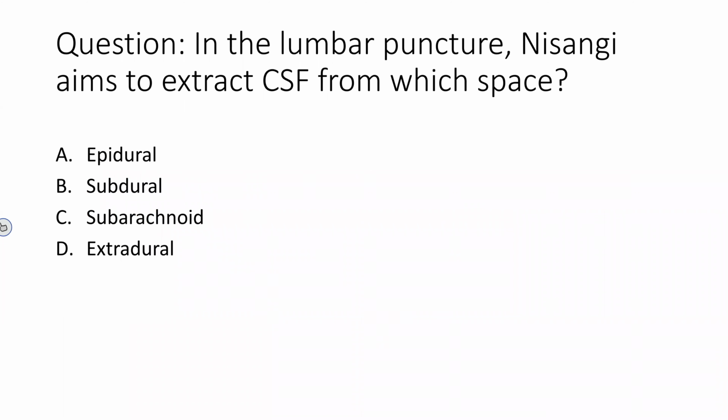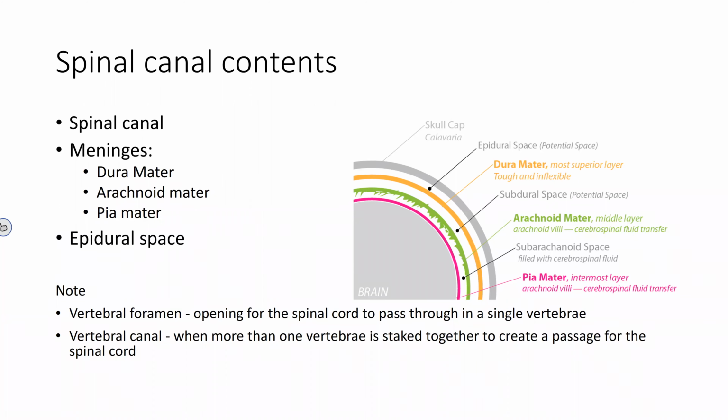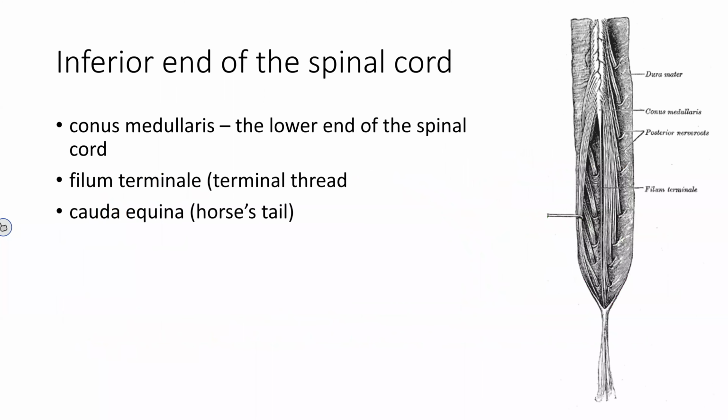And the next question is, in the lumbar puncture, I aim to extract CSF from which space? That's the subarachnoid space. So between the pia mater and the arachnoid mater, you have the subarachnoid space, and that's where you have the cerebrospinal fluid. The inferior end of the spinal cord, the main one to remember here is just the cauda equina.